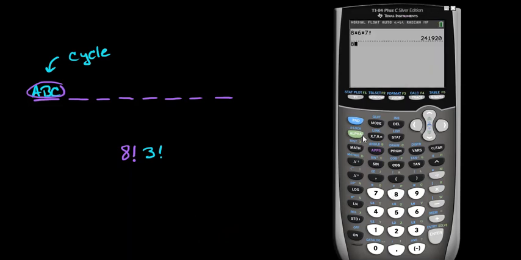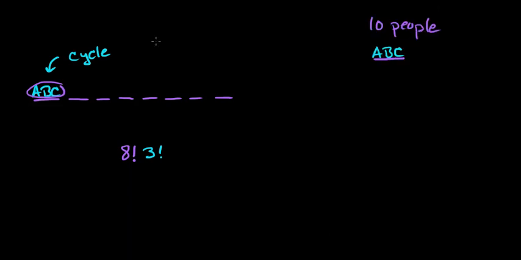So 8 factorial multiplied by 3 factorial, which of course is just 6, but we'll just kind of mindlessly type it in here and hope to see the same answer twice. And of course we do. 241,920.